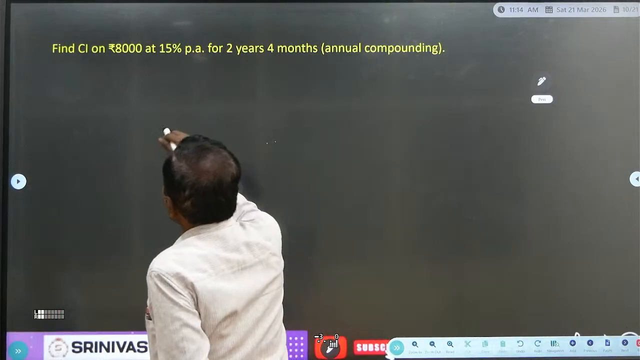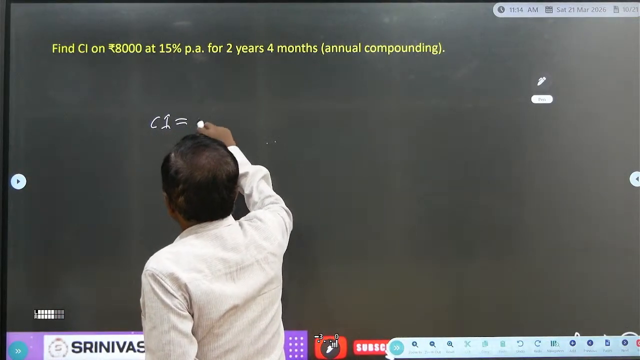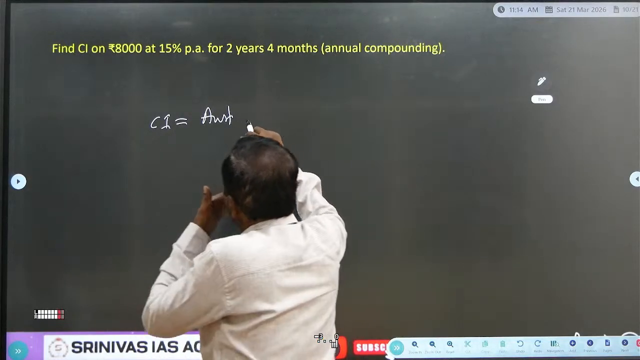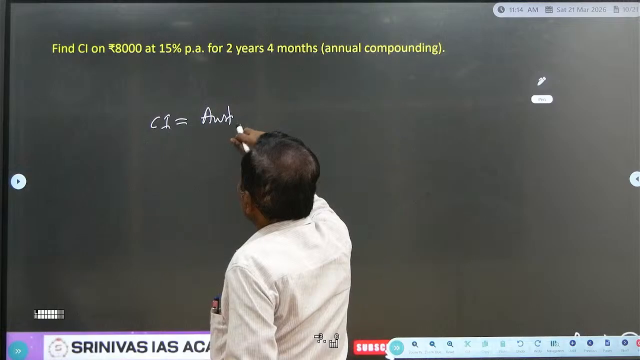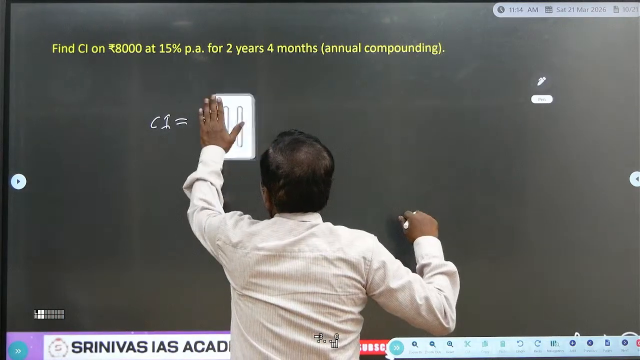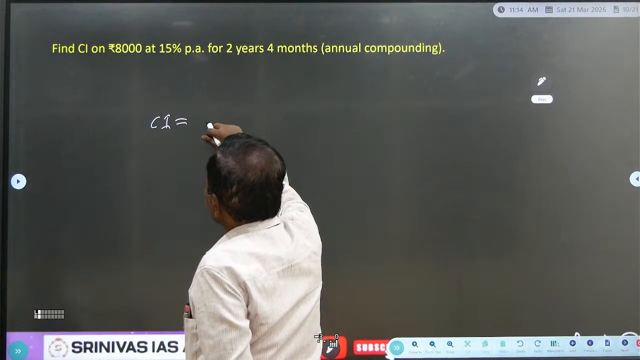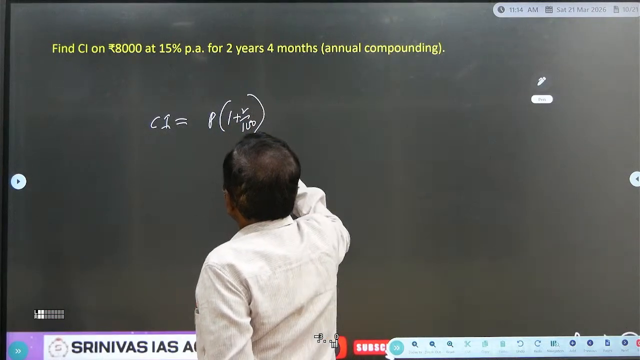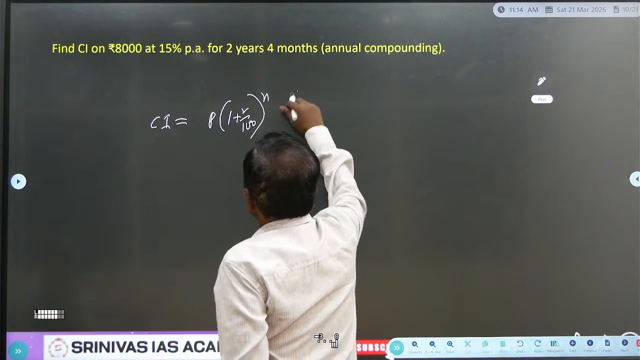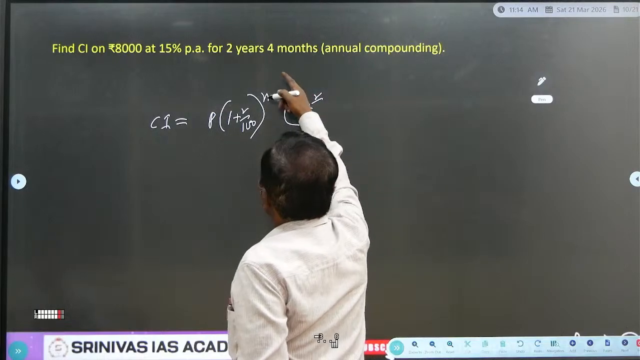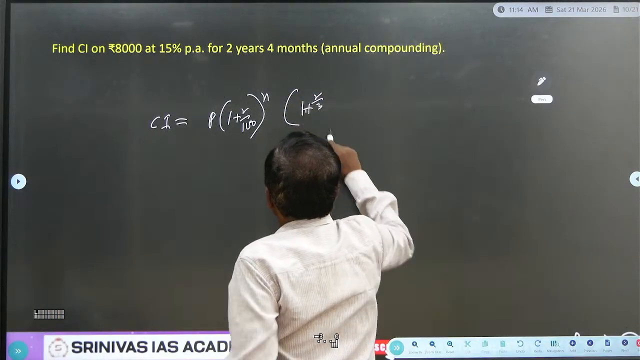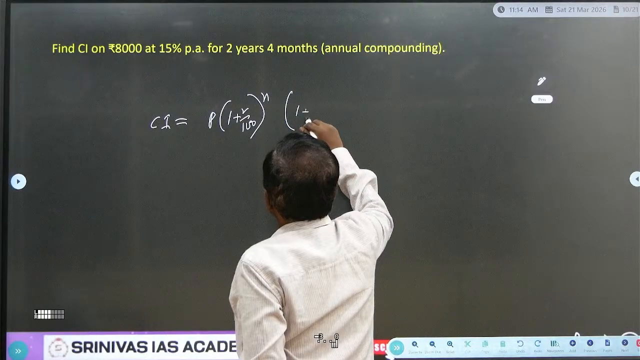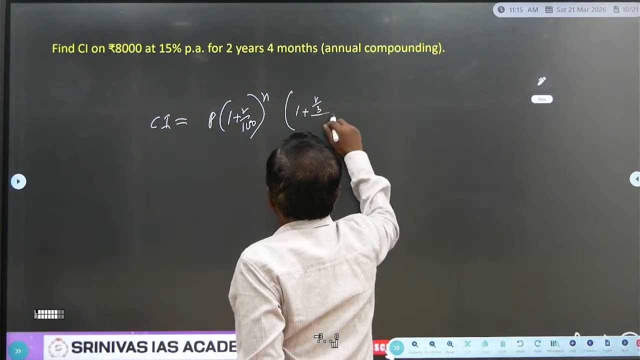I'll write the formula also. Compound interest is equal to amount minus principal. It can be said like P into 1 plus R by 100 for N, again into 1 plus R by, for 4 months it is taken, 3. 1 plus R by 3 you get for N.